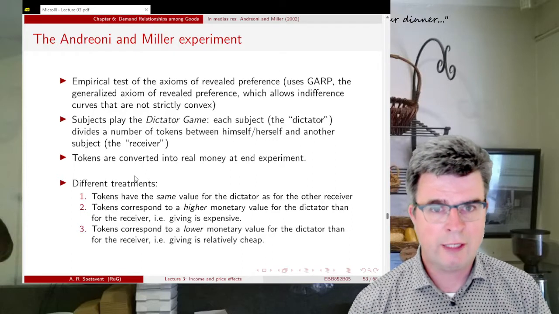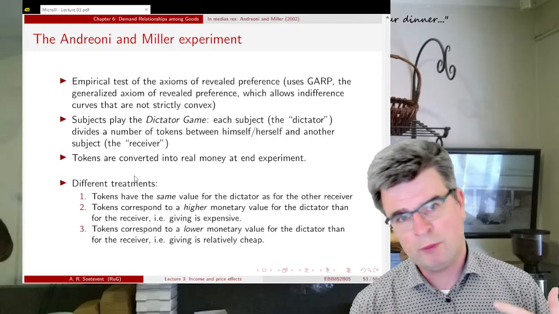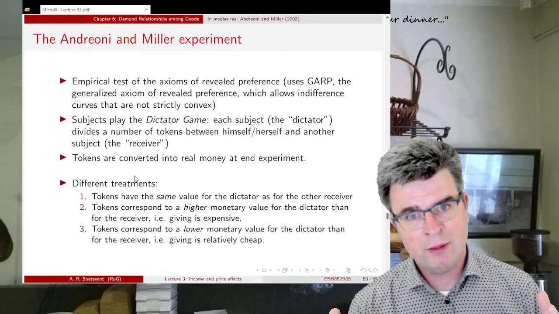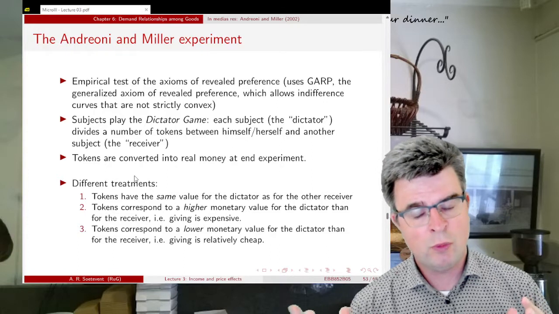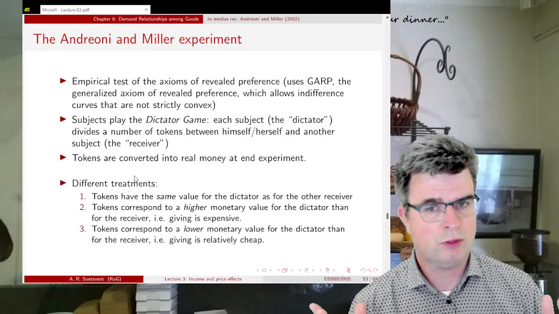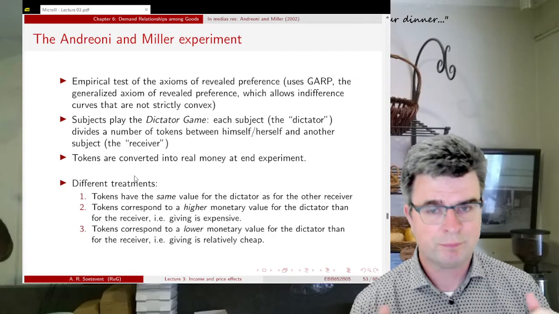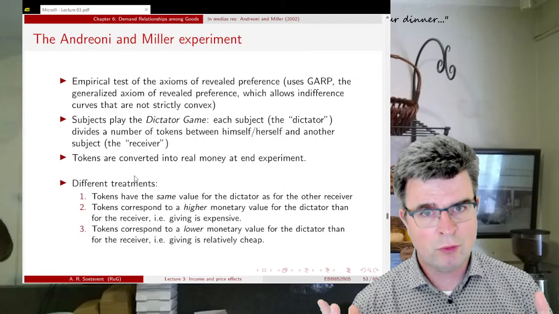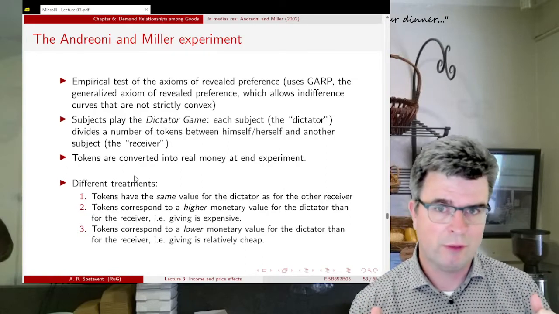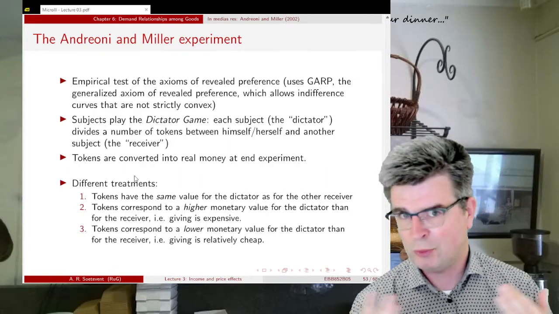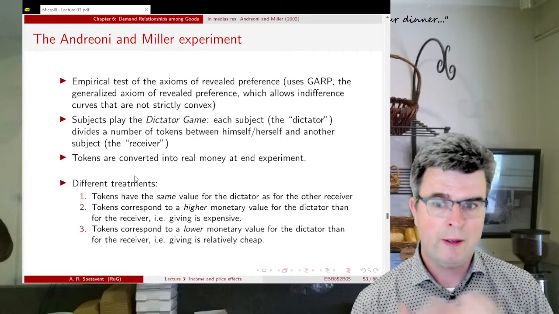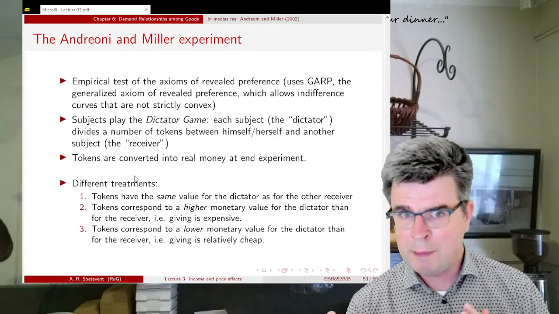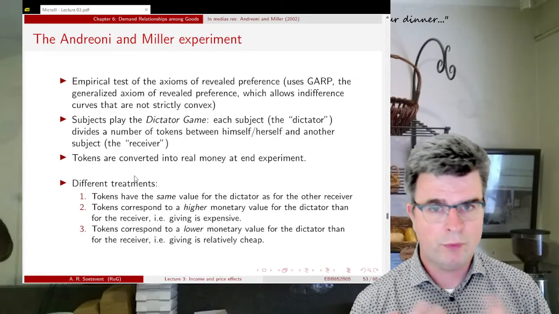It's a game where you play in pairs and one player gets assigned the role of dictator. And the dictator needs to decide how to divide a number of tokens. So think of $10 or 10 units between himself and the other subject of the pair. And that other subject has no active role, he's only the receiver. So if the dictator needs to decide how to divide 10 tokens, he might decide, okay, I keep 8 and I give 2 to the receiver.